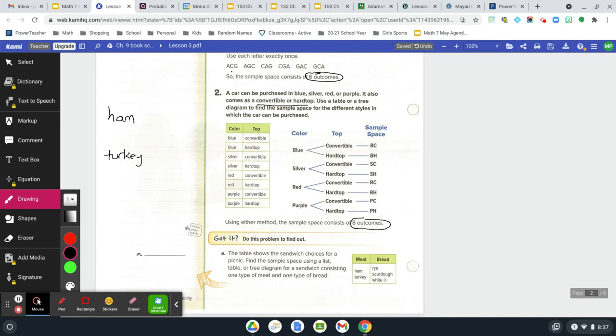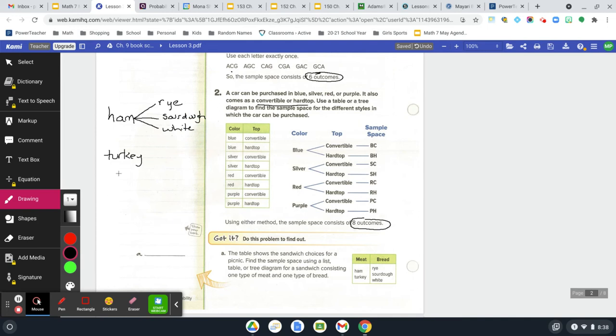Now, when I go and look at the bread again, there's 3 choices. So now this becomes the branches of the tree. I need to draw 3 branches from each of my meat selections. So from ham, I'm going to draw 1, 2, 3 branches. And what I'm going to do here is list my 3 choices of bread. So rye, sourdough, and white.